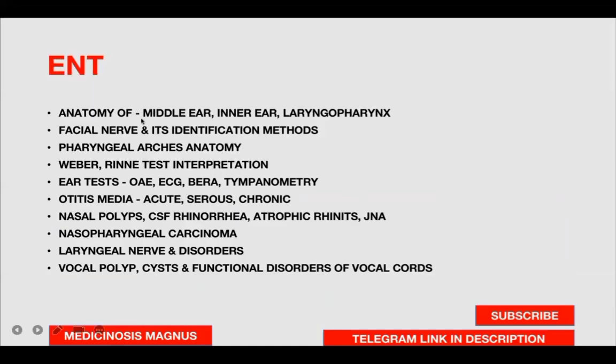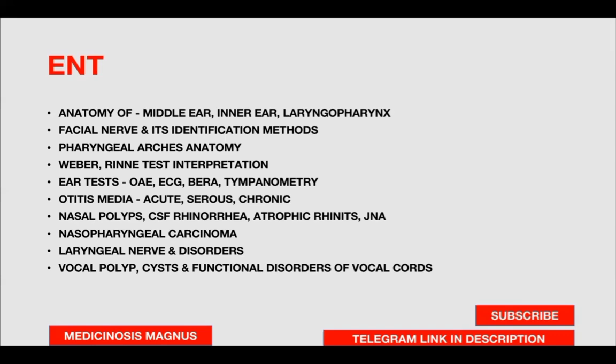ENT: it is important to know the anatomy of the middle ear and inner ear as well, then laryngopharynx. So basically in anatomy, these are the very, very important topics in ENT. The facial nerve and its identification methods are very important. Make sure you know about the facial nerve completely. Pharyngeal arches anatomy, Weber's and Rinne test interpretation, and different types of ear tests: otoacoustic emission test, and electrocochleography, that is ECochG here, BERA, tympanometry.